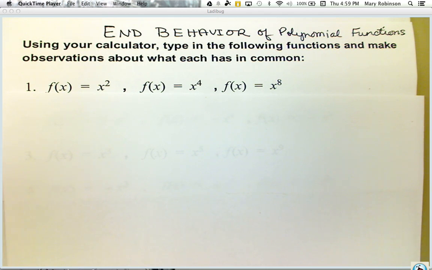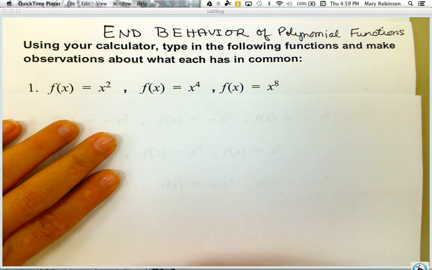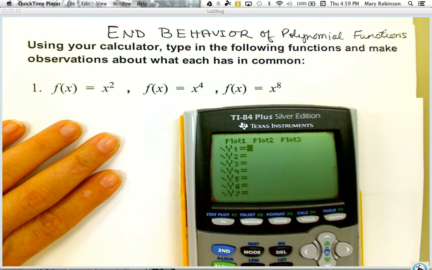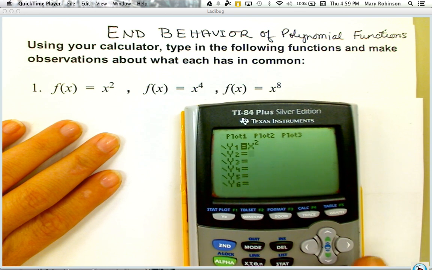So the first thing we want to do is analyze what kind of functions we're looking at for this first set. So I'm asking you here to make observations by graphing x squared, x to the fourth, and x to the eighth. So I'm going to, in my calculator at y equals, type in x squared, then type in x to the fourth power, and x to the eighth.